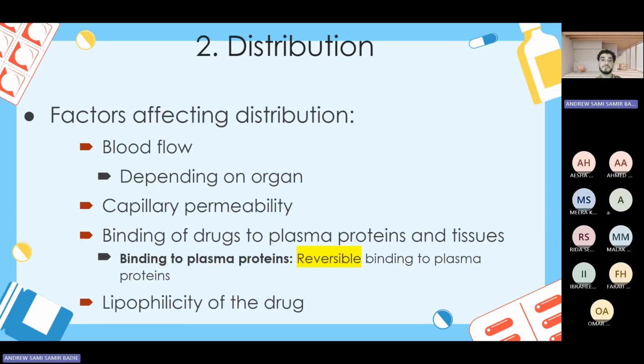Capillary permeability. Another important thing is binding of the drugs to plasma proteins and tissue. Sometimes certain drugs bind to proteins inside the blood, and this would decrease the distribution. The drug would remain inside the blood rather than go to the tissue. And again, lipophilicity of the drug. They're very similar to absorption.